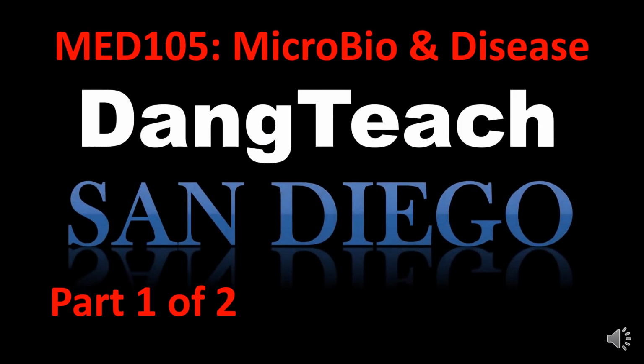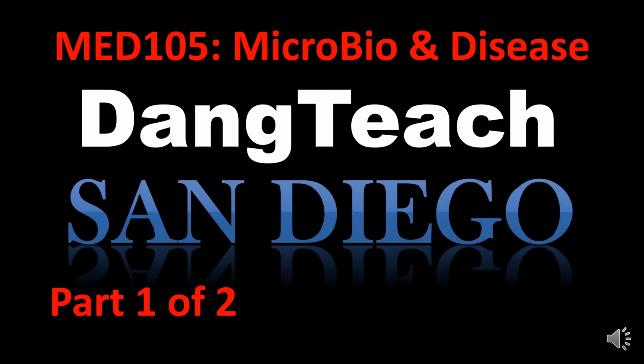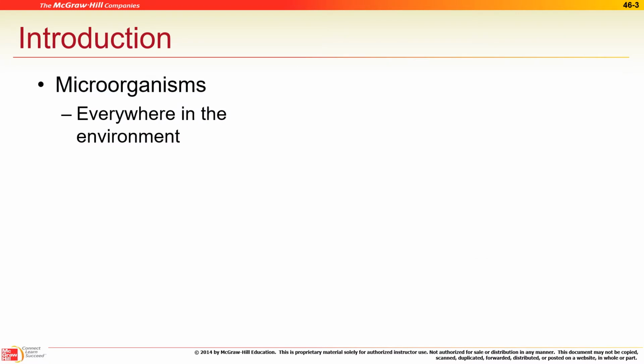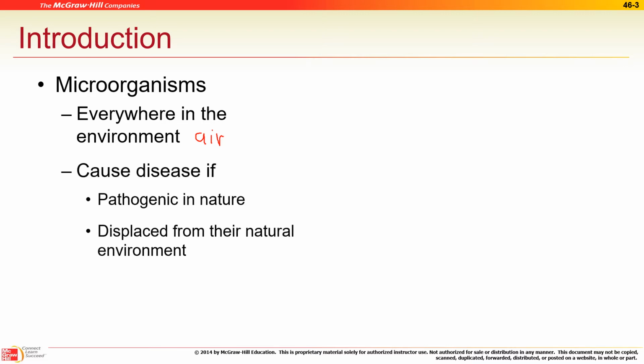Chapter 46, Microbiology and Disease. All right, so microbes are everywhere, even in the air. And of course, before the discovery of the microscope, they didn't know that there were little things that cause pathogens. Right? So some of them will cause infection and disease.